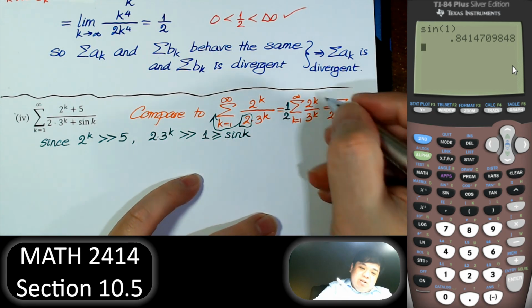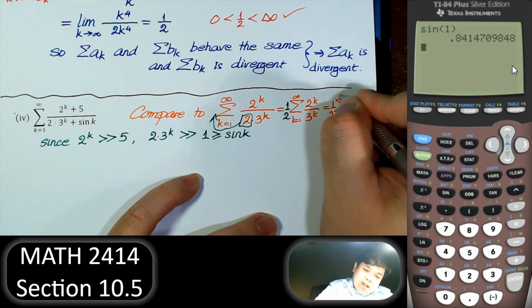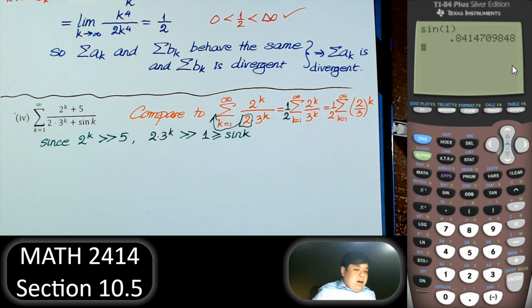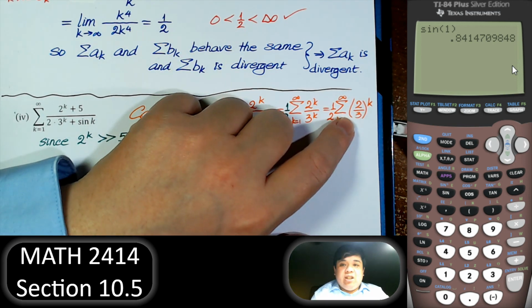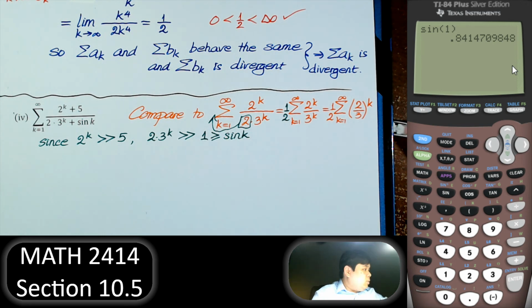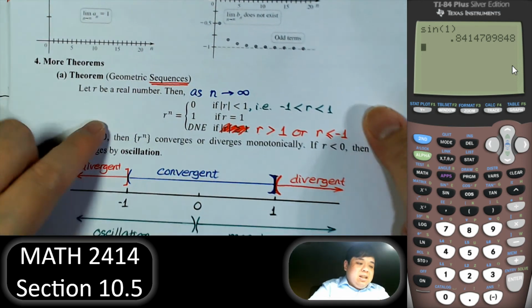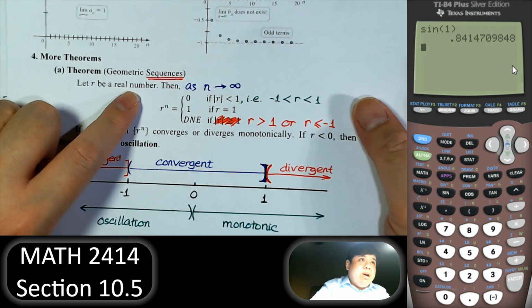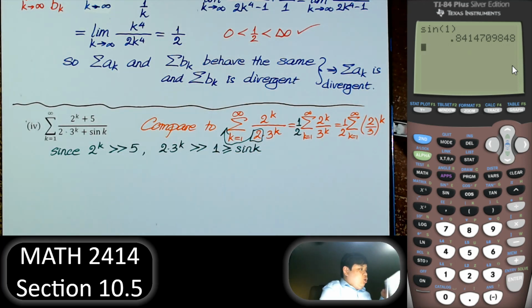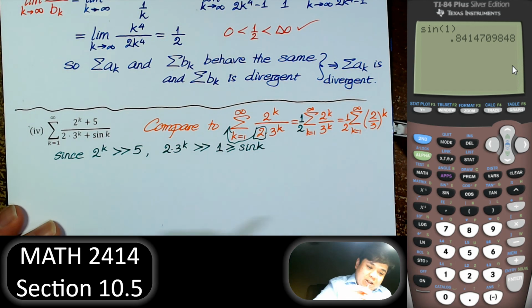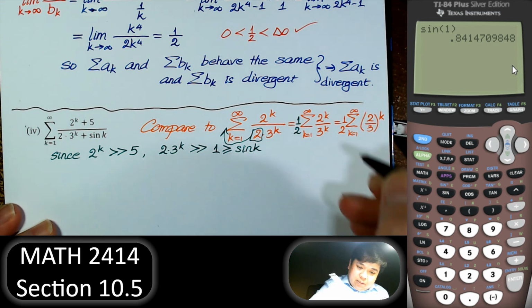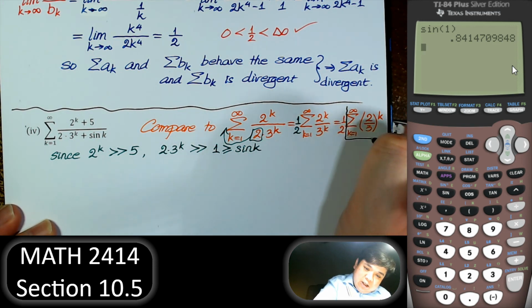Now, what kind of series is this? Certainly it's not a p series, right? So what we actually have here is the geometric series. Remember, earlier we mentioned that in 10.2, this is the geometric sequence, not geometric series. The geometric series actually is in section 10.3. And so now we just compare to this.